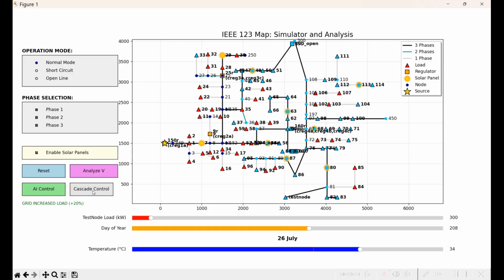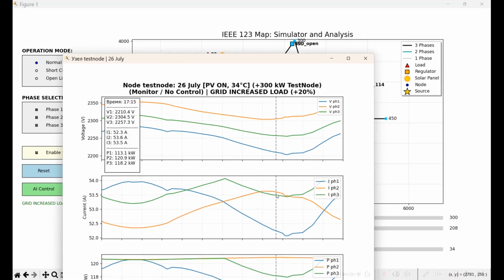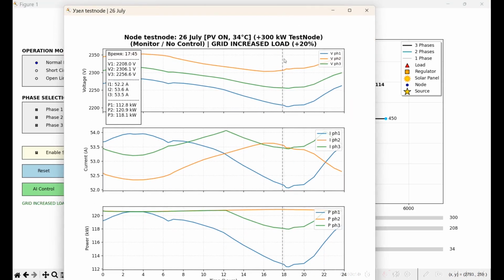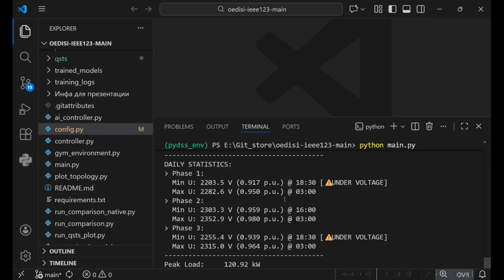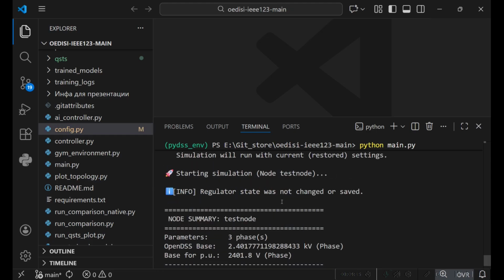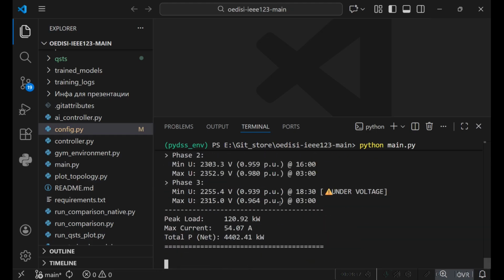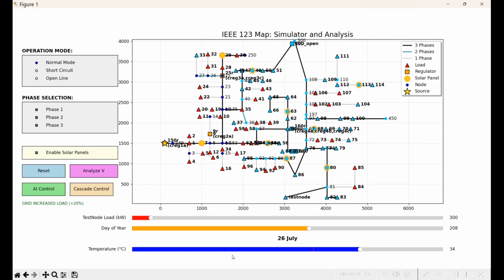First, let's launch cascade control for a specific node. Let's take the test node as the basis. First, let's look at its characteristics. Click with the left mouse button. Here are the voltage graphs, current graphs, and power consumption graphs on this node for each phase. Also, the console displays data on the operation of this node over 24 hours.